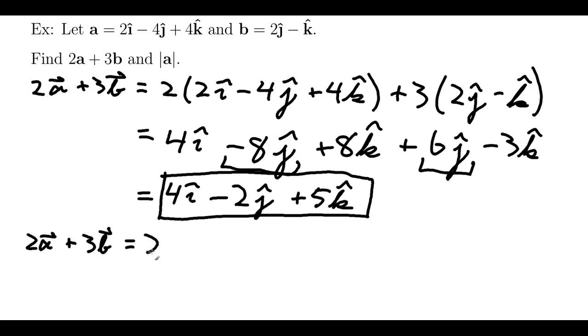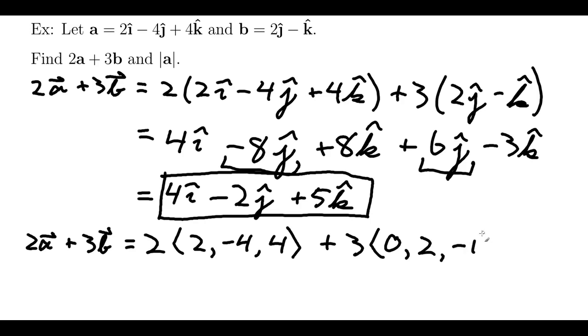There is a slightly more compact way of writing this if we wish. We have 2 times the vector a. Let's write a in component form. Its i component is 2, its j component is -4, its k component is 4. We have 3 times the vector b. Let's write that in component form. There is no i, so the i component is 0. The j component is 2, and the k component is -1. So this between angle brackets is another way of writing the vector a, and this is another way of writing the vector b.